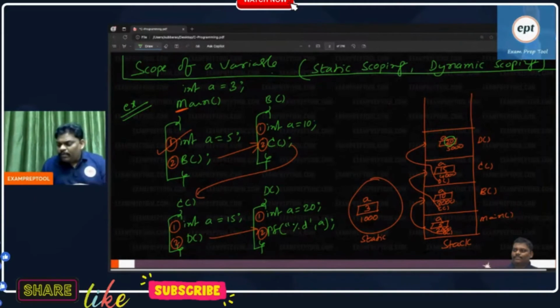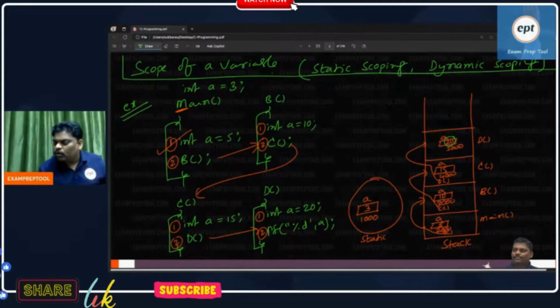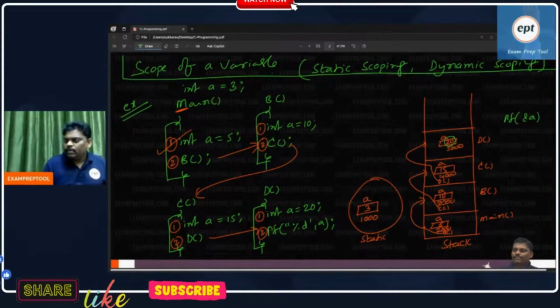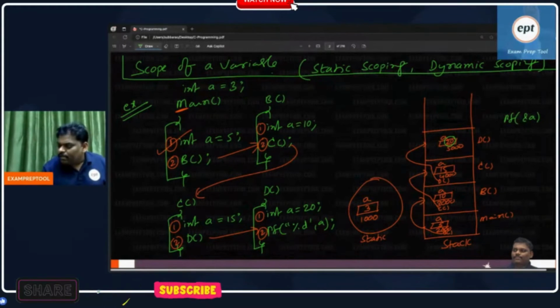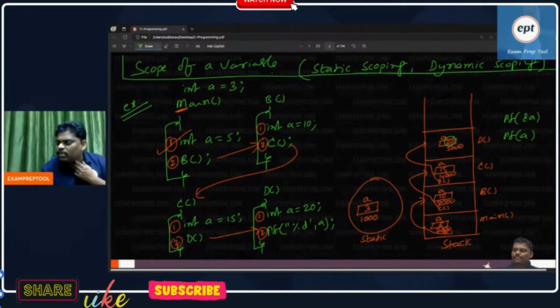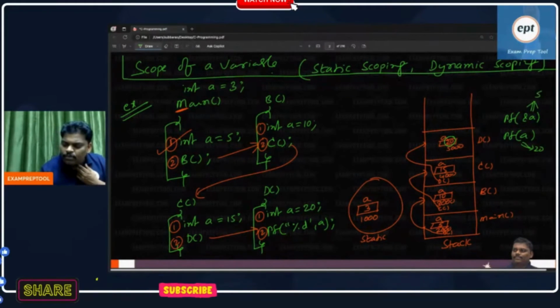You want to print a variable? Remember, print variable means the inside value will print. Some people are asking, sir, how to print the address? You have to say printf ampersand A. If you say print ampersand A, the address will come, 5000 will print. If you want to print what is inside, print A means 20 will print. Print ampersand A means 5000 will print.